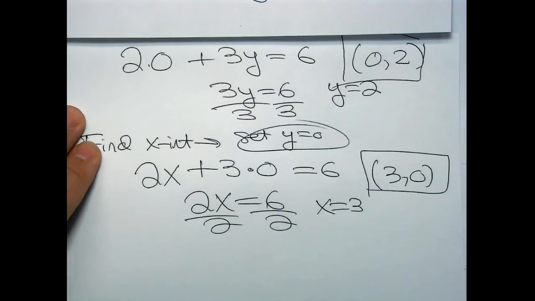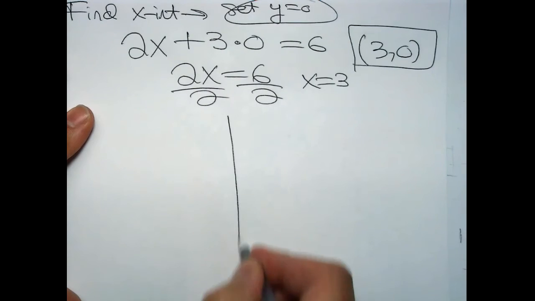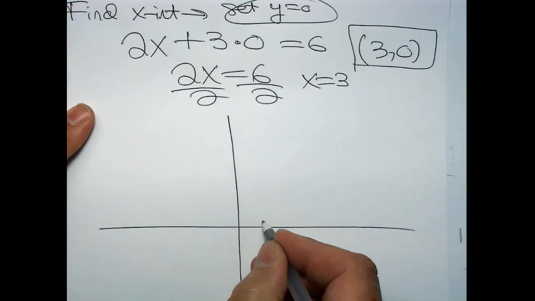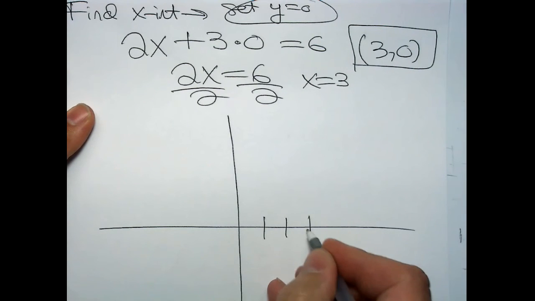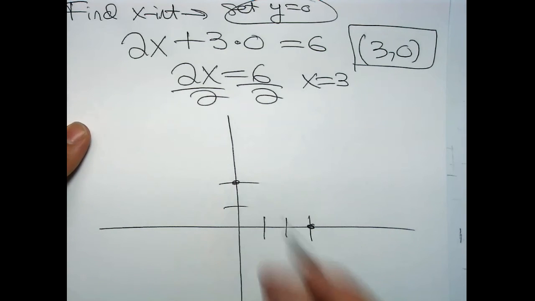So how quickly can we graph this particular line? This quickly. We draw a Cartesian plane. We mark off 1, 2, 3 for our x-intercept. We mark off 1, 2 for our y-intercept. And we simply connect the two dots.